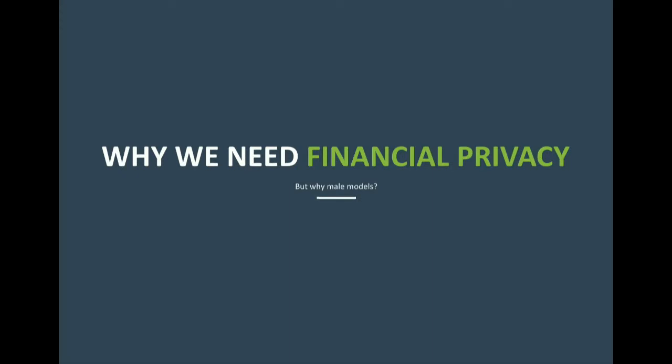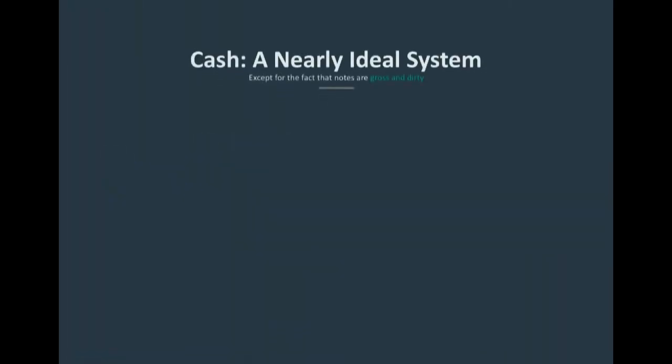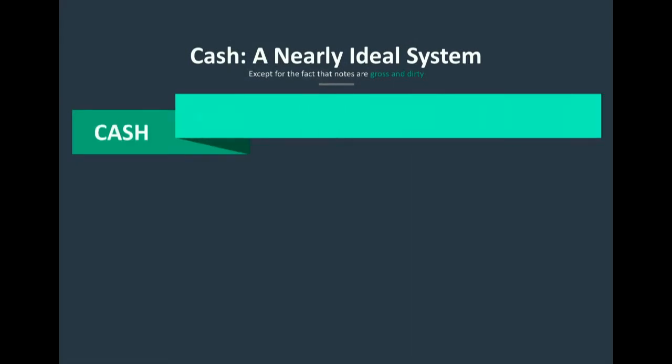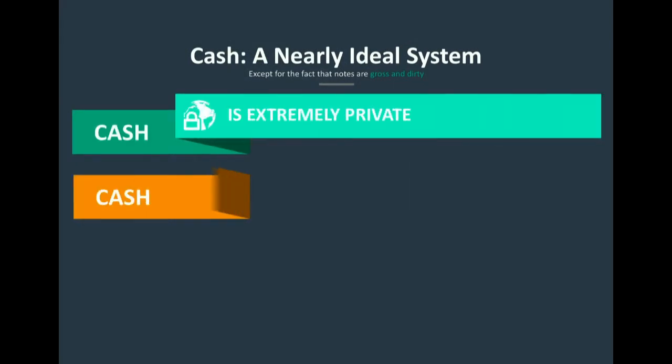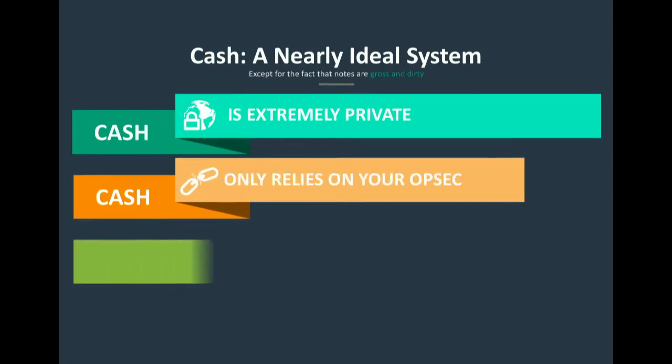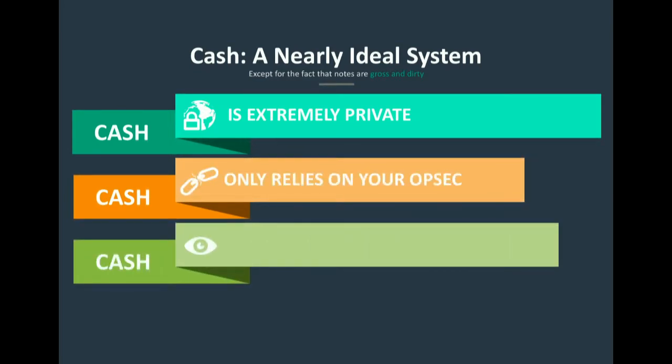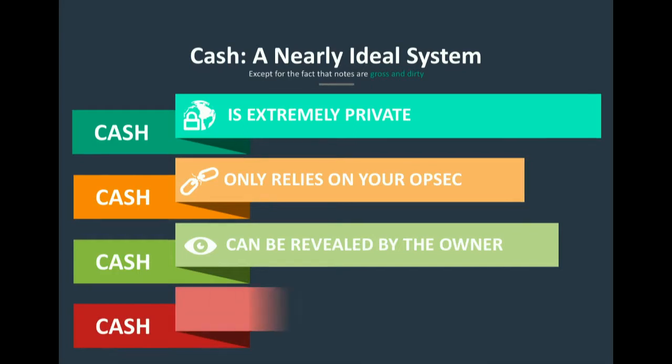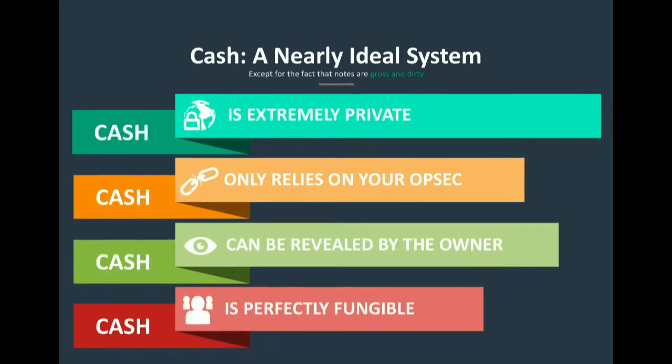Because it's all about tax evasion and drugs, right? The thing is, cash is a really interesting tool that we use because cash is fungible and private in the best possible way. It only relies on your operational security. If you have a bunch of cash, no one can come to you and just figure out how much cash you've got. They normally have to ask you, and you have to go lift up your mattress and show them.